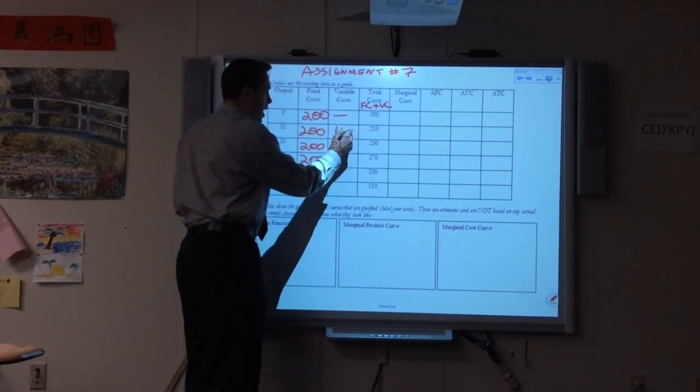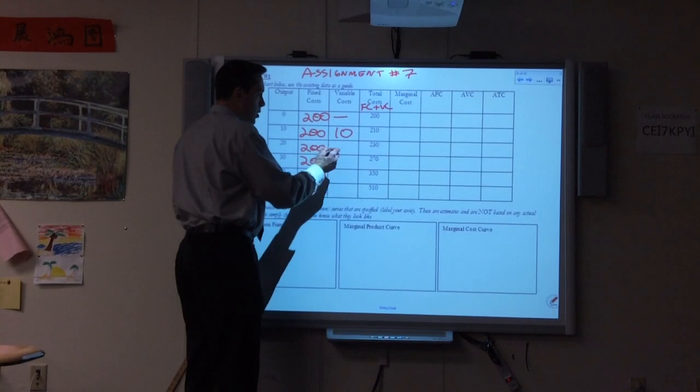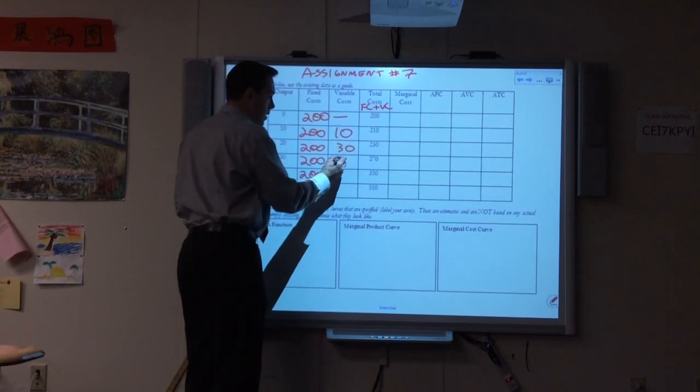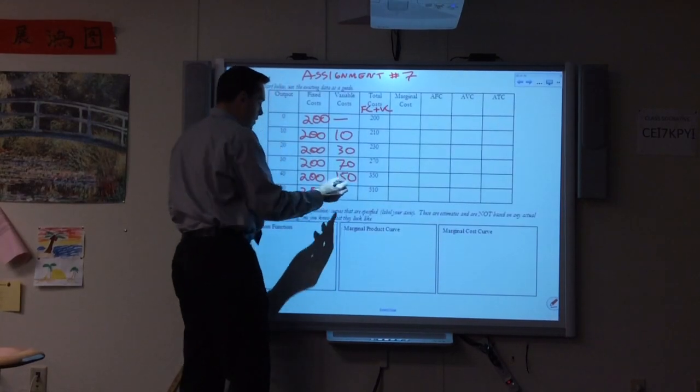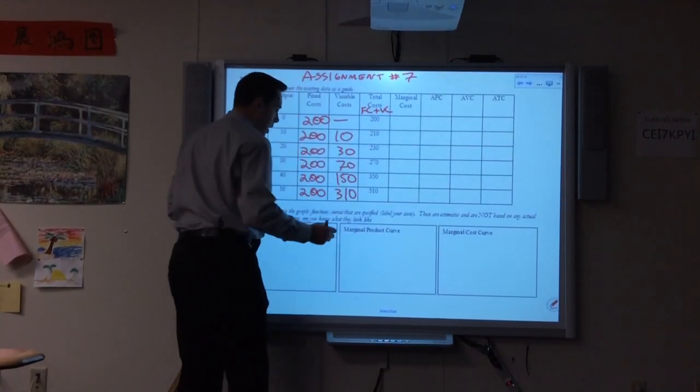210 minus 200 is 10. 230 minus 200 is 30. And then it's 70, 150, and 510 minus 200 is 310.